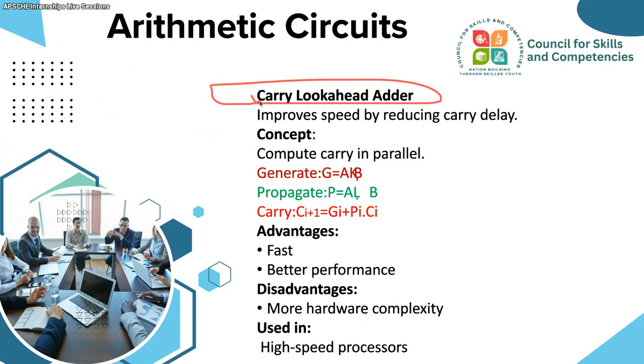The circuit will try to get the carry ahead. So this is a dot b, generation is a dot b.